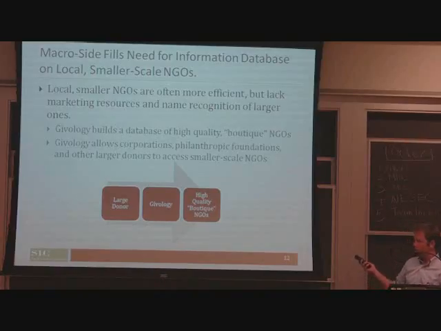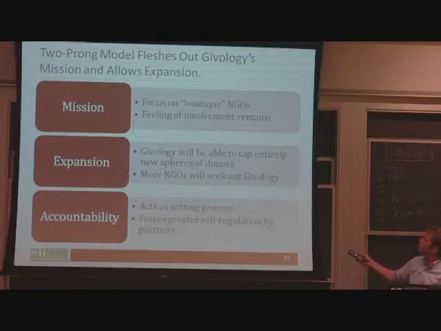But at the same time, these boutique NGOs are usually more efficient because they don't face a lot of the problems that large-scale NGOs do in terms of setting up in countries, and due to government fears of neocolonialism, specifically in Africa. And so we think the two-pronged strategy matches your mission, allows for expansion, and increases accountability.